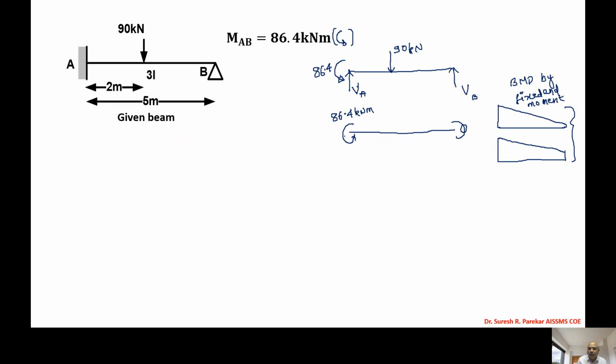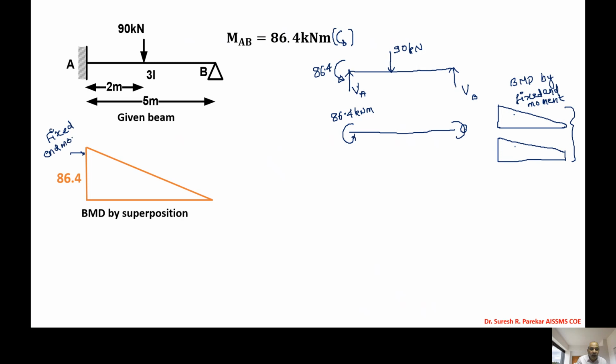Now I will plot this. This diagram is always a linear line. Now here I have 0, 86.4. So I will plot BMD by superposition. In this, first I have plotted due to this, my orange color diagram. So I have this diagram, and this diagram I am going to get is due to fixed end moment.